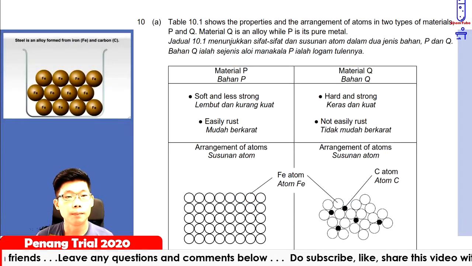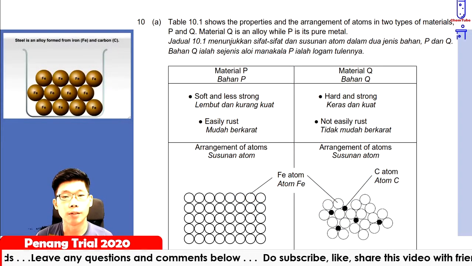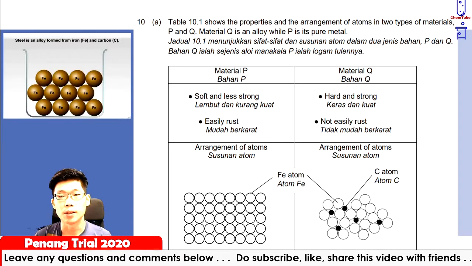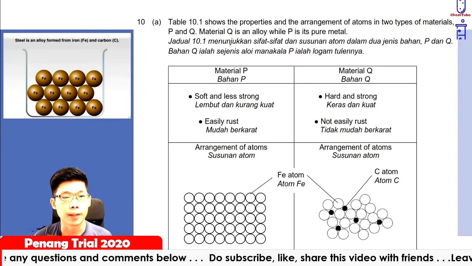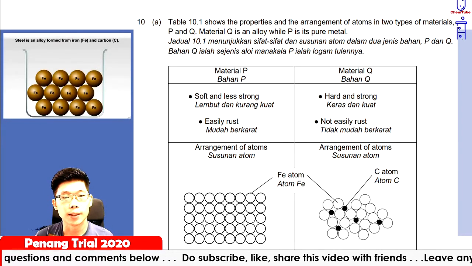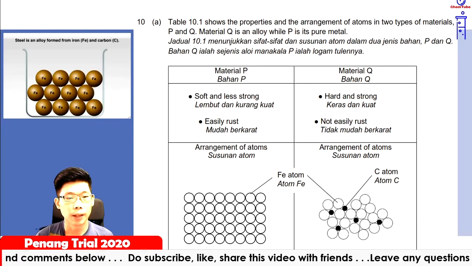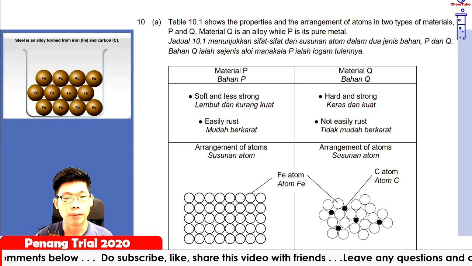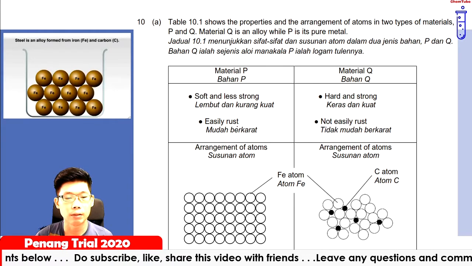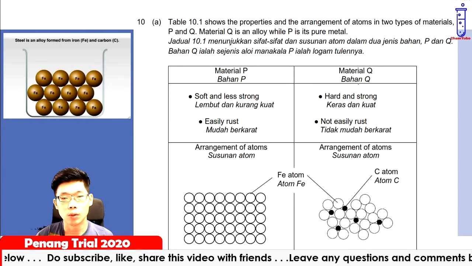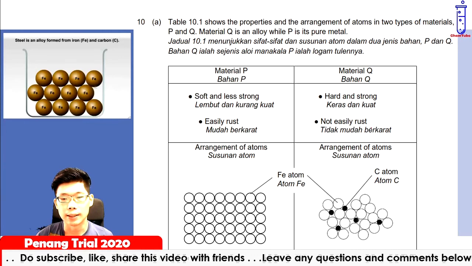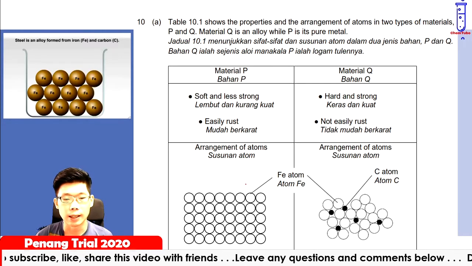Table 10.1 shows the properties of the arrangement of atoms in two types of materials, P and Q. So material P is an alloy, Q is a pure metal. Okay, so let's have a look here. P is soft and less strong, easily rusts. Q is hard and strong, not easily rusts. So we can see the arrangement.